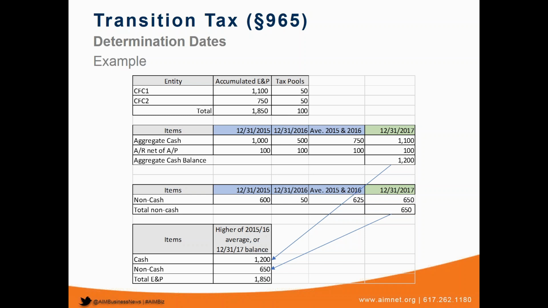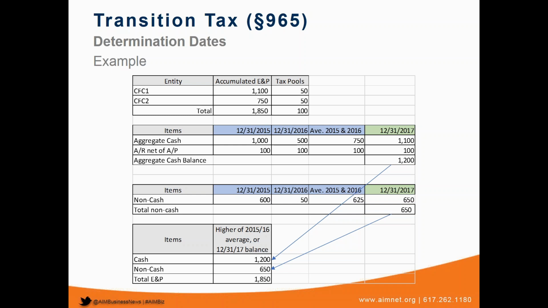So in this slide, we have some factual information that we're going to use in our analysis. We have a US parent with two controlled foreign corporations, CFC1 and CFC2. CFC1 and CFC2 are both specified foreign corporations, or SFCs, under the new rules. CFC1 has post-86 accumulated E&P of 1,100 and a tax of 50. CFC2 has post-86 accumulated E&P of 750 and a tax of 50 as well.